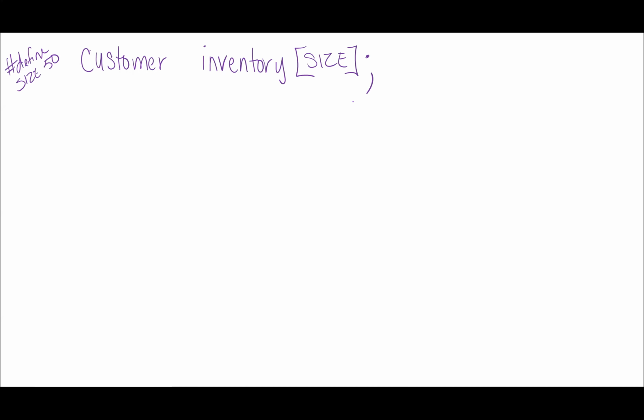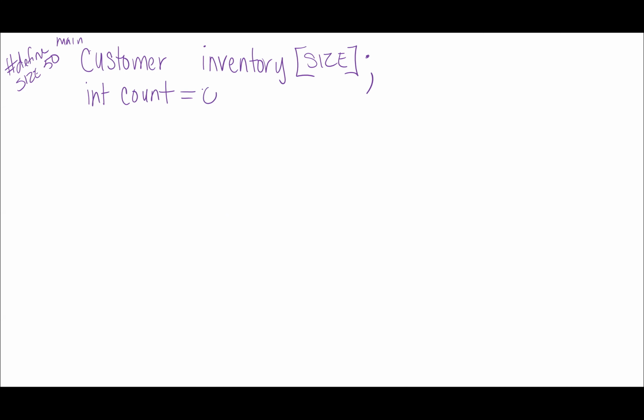When we start out, our array is empty, and this is in your main function. So this is going to be in main. You're going to declare your inventory, and you're also going to declare a variable. I'm going to call it count.